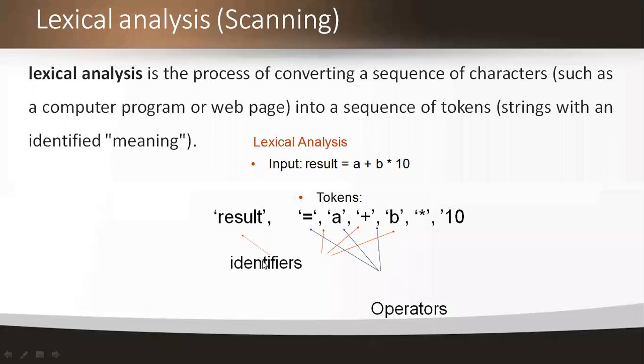We can choose the keywords also as tokens. They also come under the token. So result, A and B, these three come under the identifiers. Equal to, plus, star, these three come under the operators, and it is a real number value.